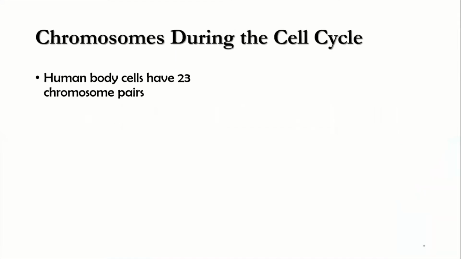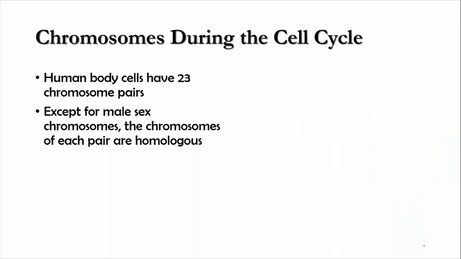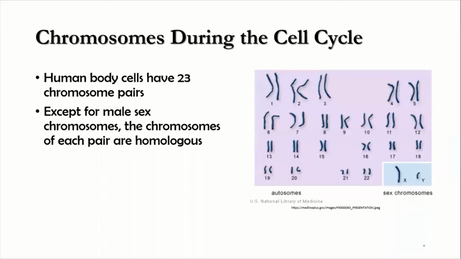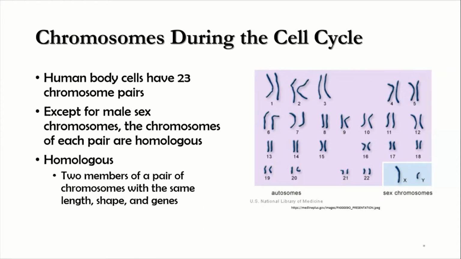Now, the chromosomes during the cell cycle are pairing up. The chromosomes of each pair are homologous, meaning they're the same, except for the male sex chromosomes. On the picture, you are seeing a karyotype. A karyotype is an image of your chromosomes from chromosome 1 to 23. Chromosome 23 is your sex chromosome. For females, it's XX, while for males, it's XY. When we say homologous, these are two members of a pair of chromosomes with the same length, same shape, and same copies of genes.